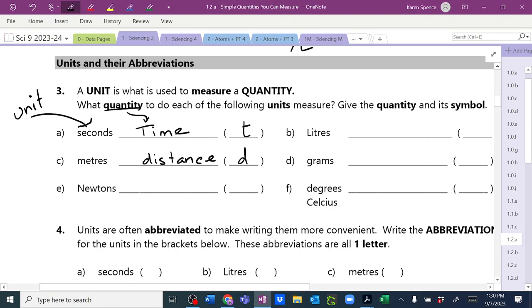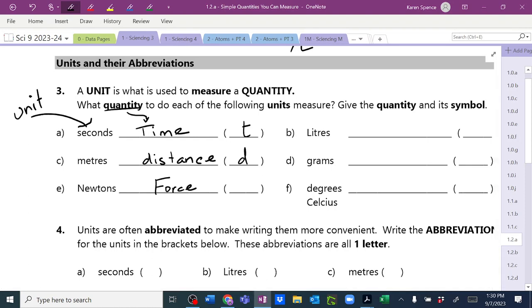Now here's one you may not have heard of. I don't know if you do that in grade 8 or grade 7 or anything like that. Newtons. Close. It's force. Have you guys heard of Sir Isaac Newton? You know what he's famous for, a couple of things. Does anyone know one of the things?